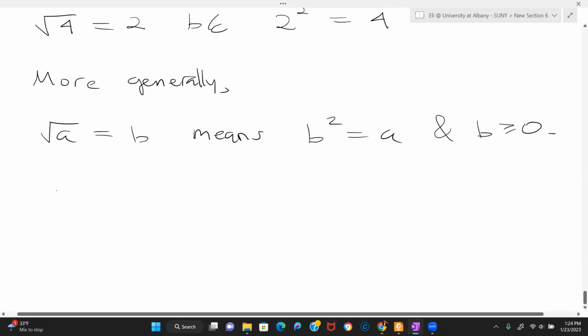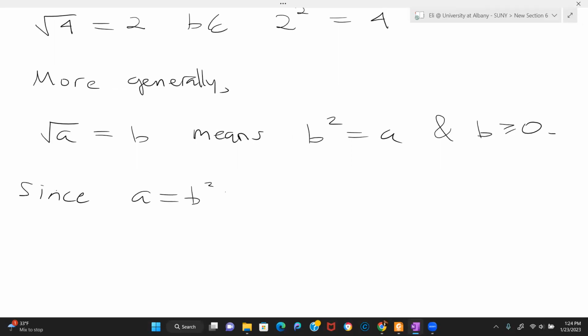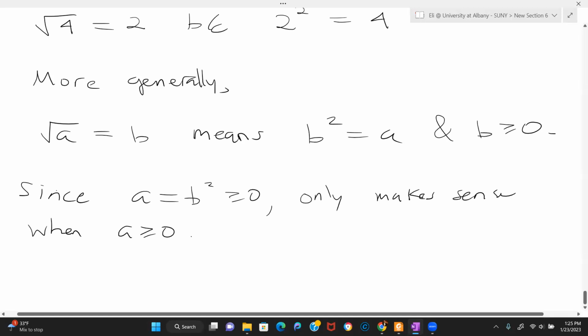And of course, a small observation: since a is equal to b squared, a is positive, so this only makes sense when a itself is positive. That's why we get this rule that it only makes sense to take the square root of positive numbers. Or non-negative numbers, since you can take the square root of 0 also. That's not true, of course, when you deal with complex numbers.